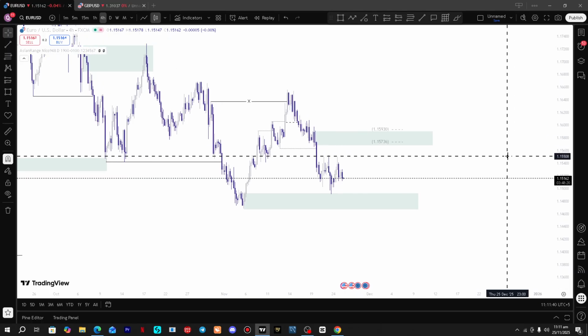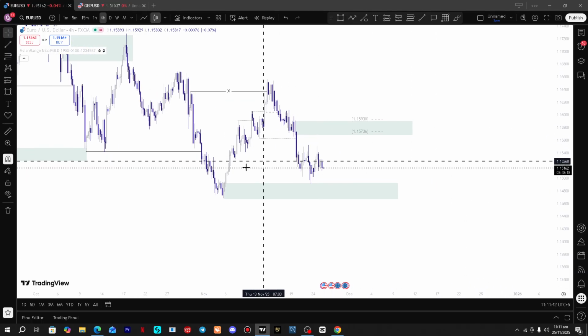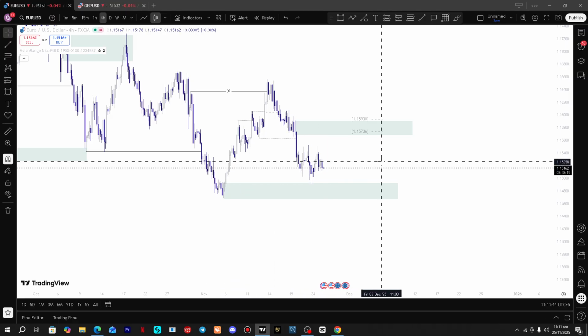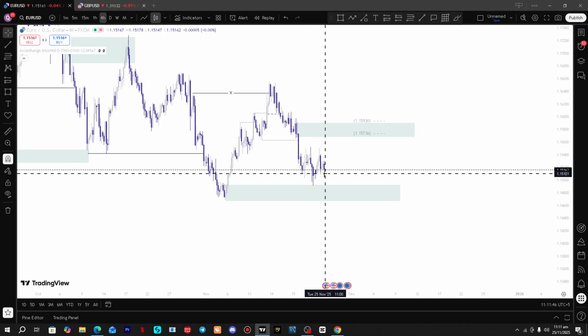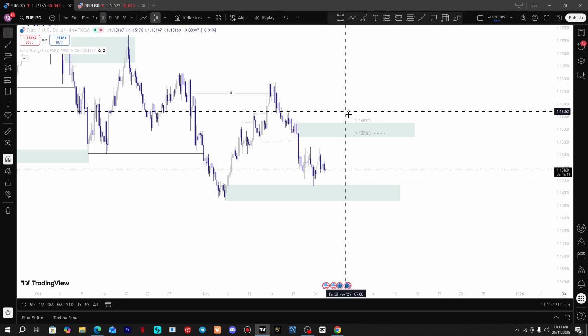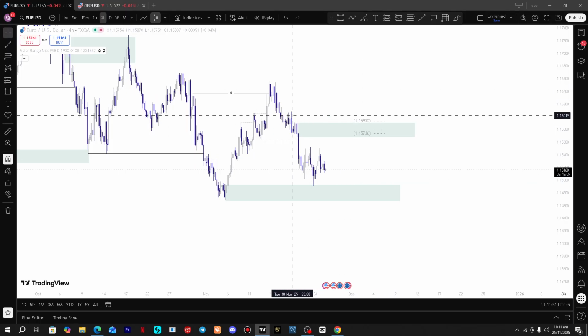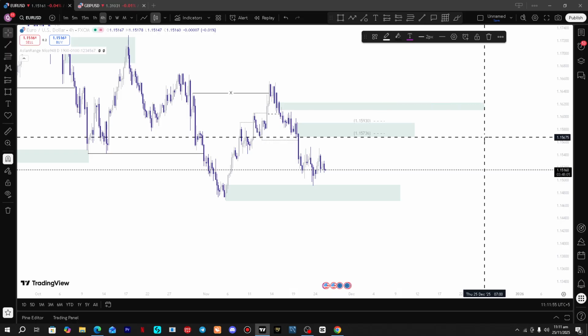So now keeping it short, price has mitigated this 4 hour demand zone, and we can anticipate that price can retrace up to this area of supply, or this area of supply, and then continue its downward trend.